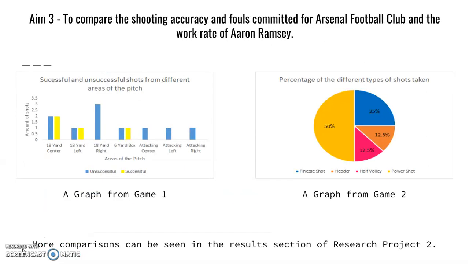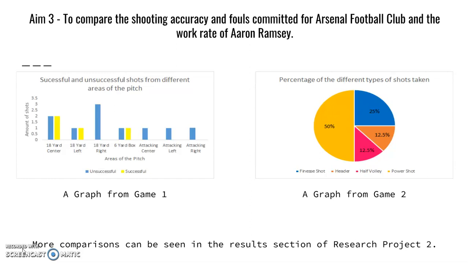My third aim was to compare the shooting accuracy in fouls committed for Arsenal and the work rate of Aaron Ramsey. This aim was also achieved, and the evidence of this is on the slide in the form of a chart made from results from each game. Although these graphs can't be compared to each other because they are about different things, I made the same graphs using the same sets of data, but from each game that I analysed. For example, you can see that graph 1 has the successful and unsuccessful shots from the different areas of the pitch on it. This was from the first game that I analysed.